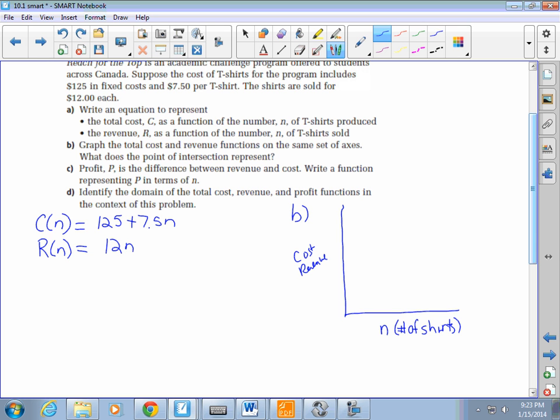Okay, so if I do my C of n function, I'll do that one in purple. What's that? 125 plus 7.5n. So my y-intercept, because this is a linear equation, is going to be 125, and then my slope is 7.5 over n, so I'd be going up 7.5 over 1, and then up another 7.5 over 1, up another 7.5, and over 1. So it would look something like this.